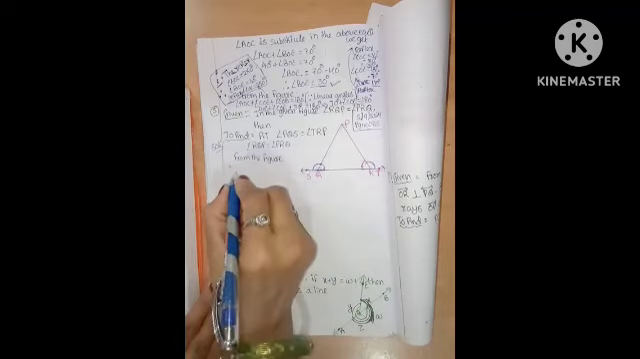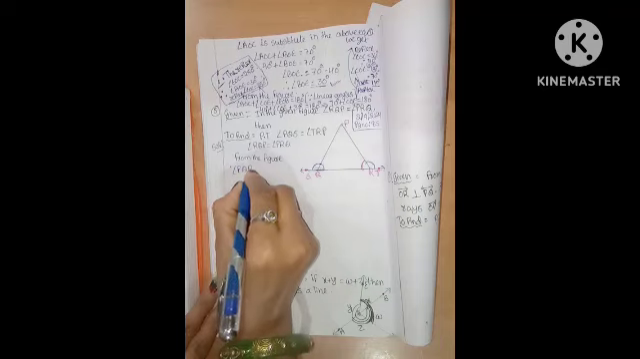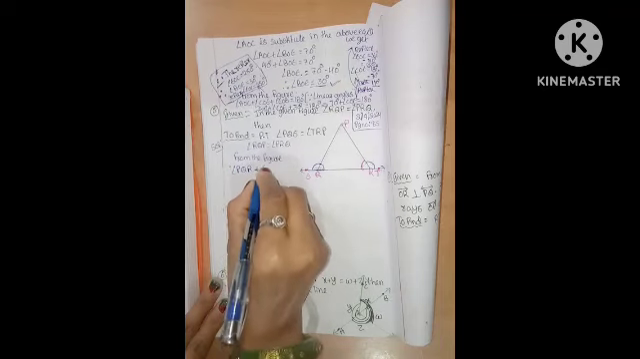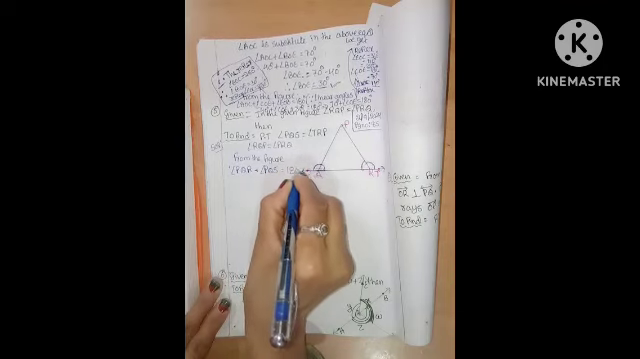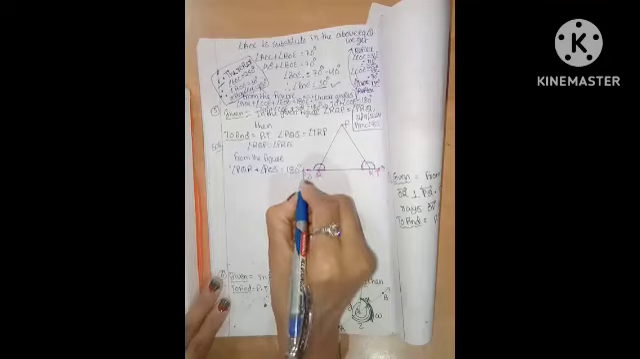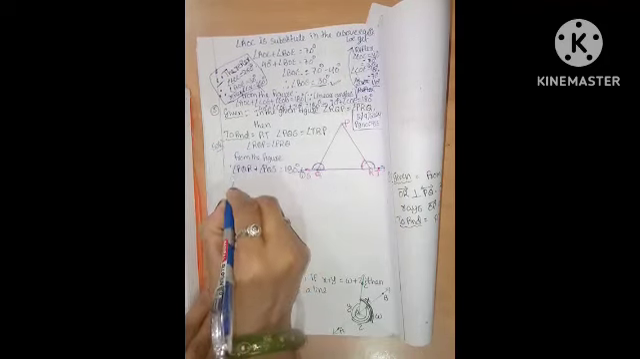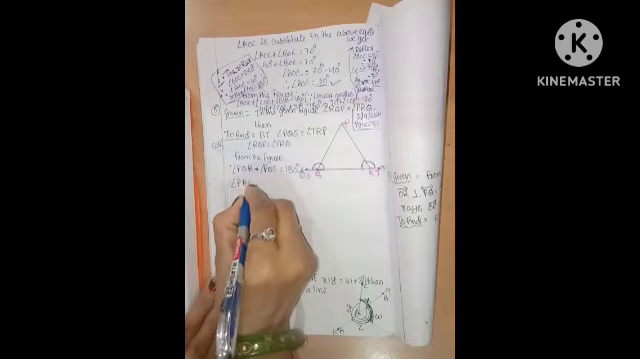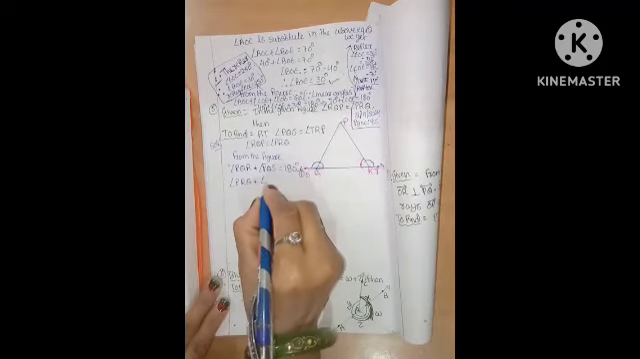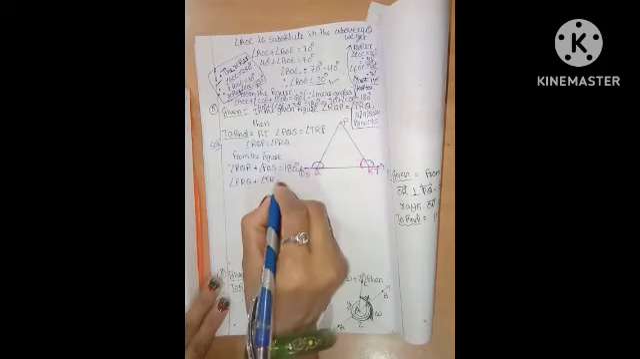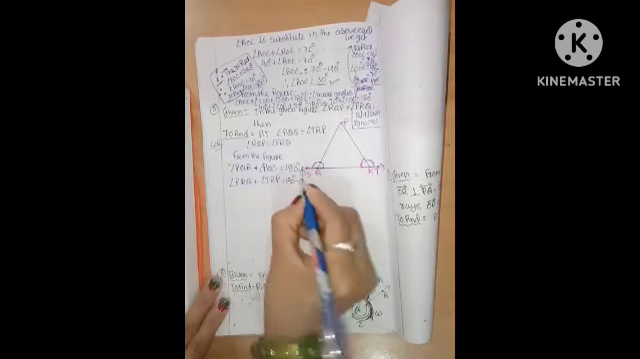From the figure, angle PQR plus angle PQS is equal to 180 degrees. This is equation number 1. Next, angle PRQ plus angle TRP is equal to 180 degrees. This is equation number 2. Are you understood, Gagan Sai? Look at the notebook.